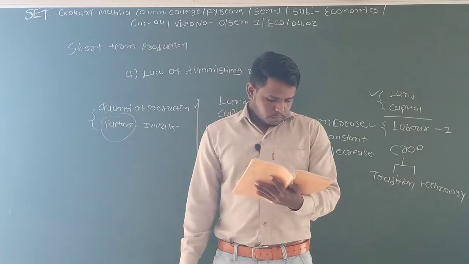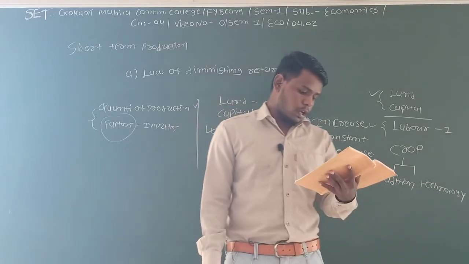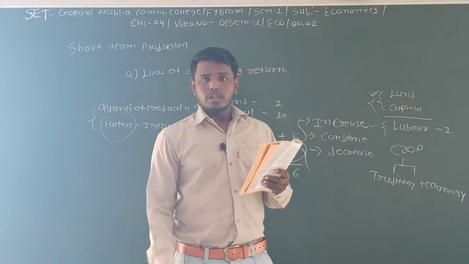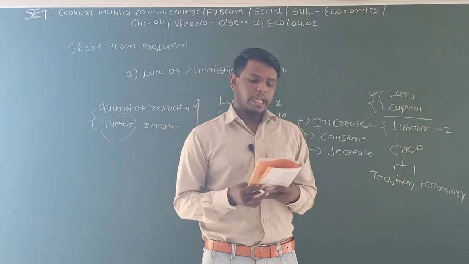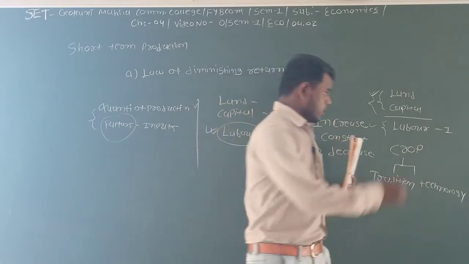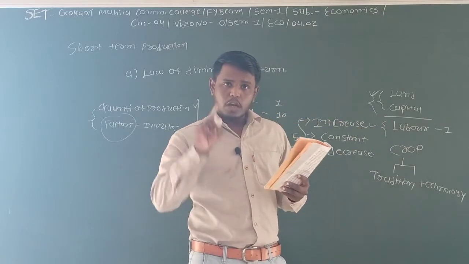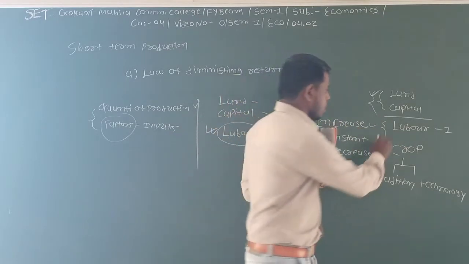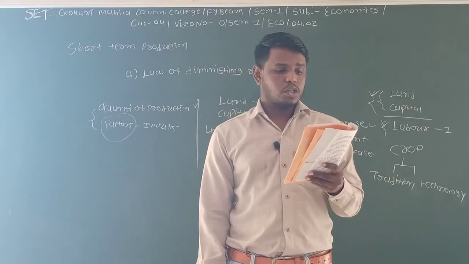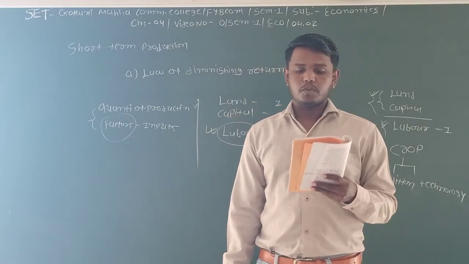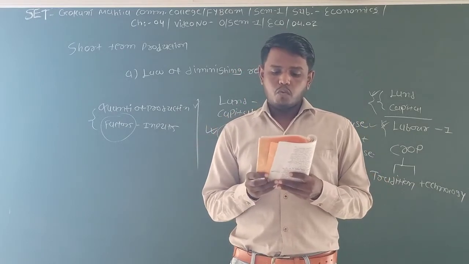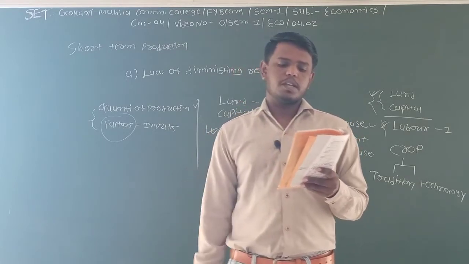After that, this law shows that if all other factors of production are kept constant, and no change is made in them, and if more and more units of the variable factor are added, then the marginal physical productivity of the variable input will diminish. This law is called the law of diminishing returns.